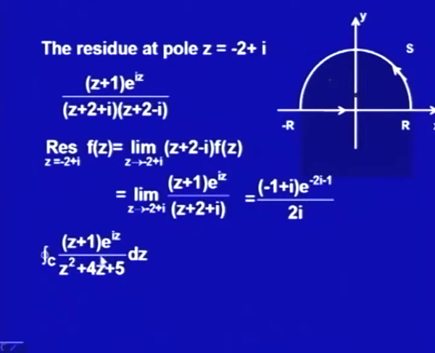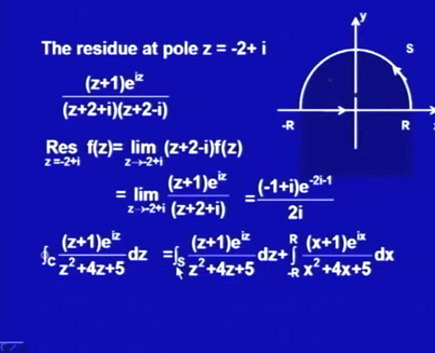Now, using the residue theory along this closed contour C, we again break it into two parts. One is the circular one and the other is this part of the real line. So, we are writing it as the integral of (z plus 1) e to the power iz upon z square plus 4z plus 5 dz along the semicircle S of radius r, plus the integral along this real line from minus r to plus r, which we write in x format: (x plus 1) e to the power ix upon x square plus 4x plus 5 dx.